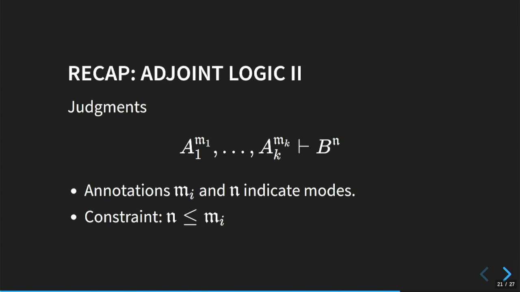So this is what a judgment looks like, and essentially these are just assumptions. They have their modes annotated, and then we have a conclusion with its mode annotated as well. And there is a constraint which says that the mode of the conclusion has to be less than or equal to all modes of the assumptions.